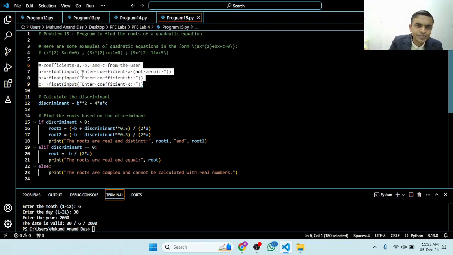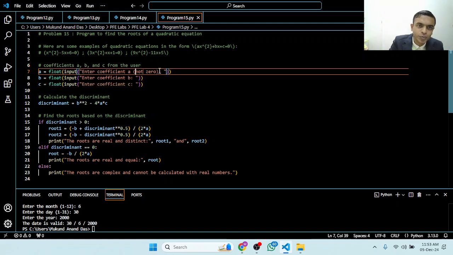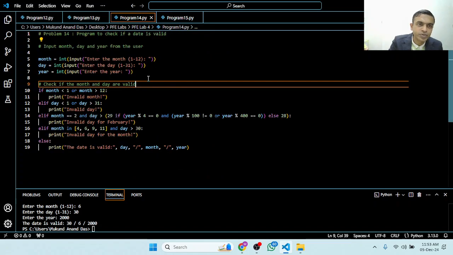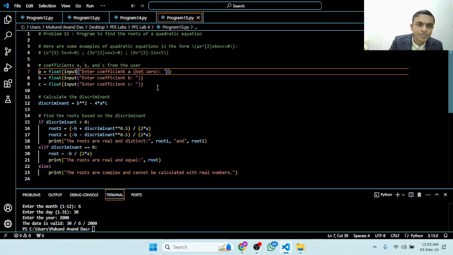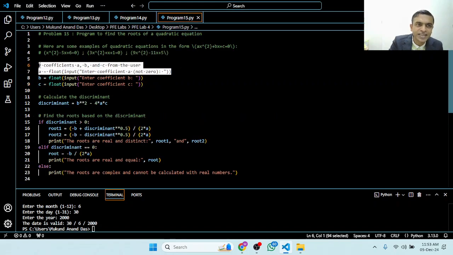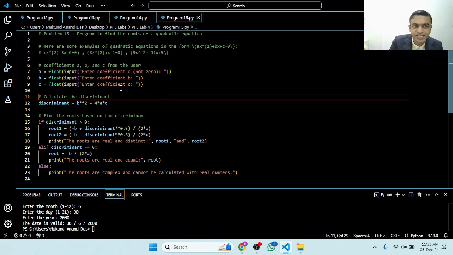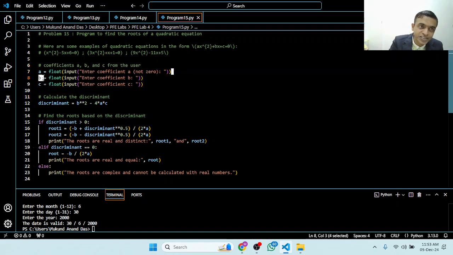Okay, this is clear. Here a should be non-zero. Again, we have not put the hygiene condition here. You can put the validation here. If a is 0, we'll ask again for a to be entered, just like we had put this validation here. You can put it here as well, but I have not done that because I want to focus somewhere else. That's why. But you can put the validation here.